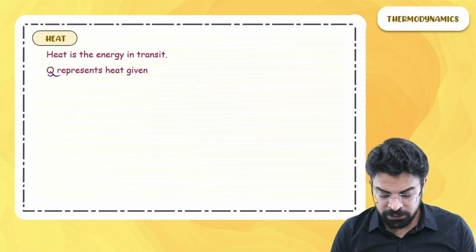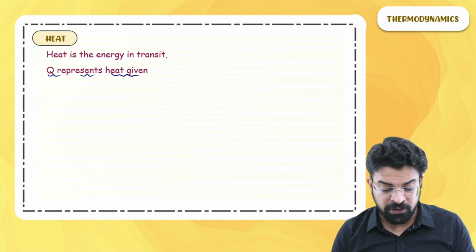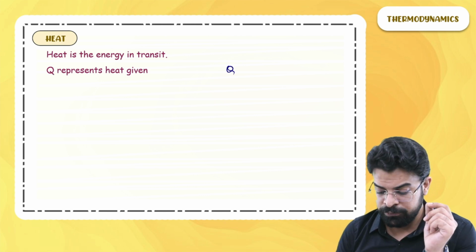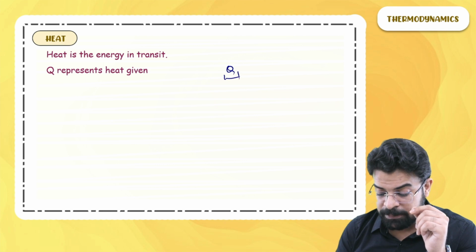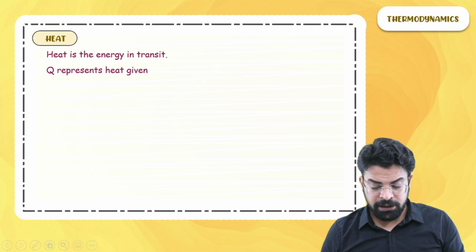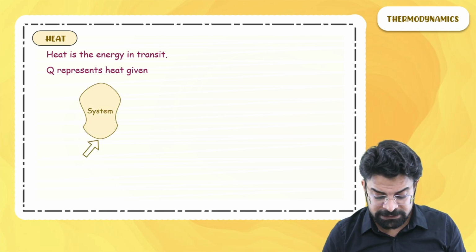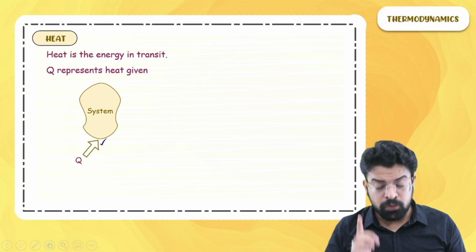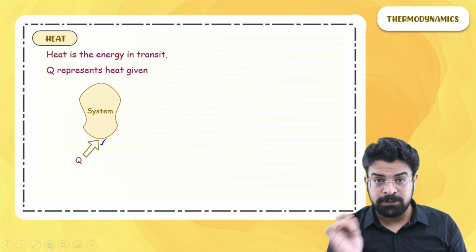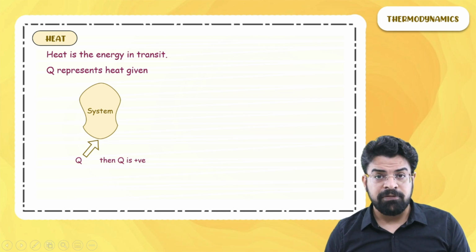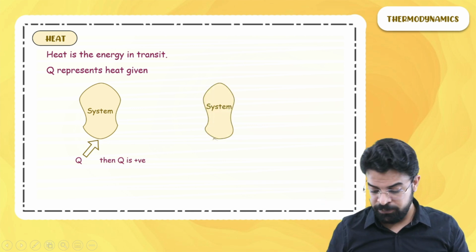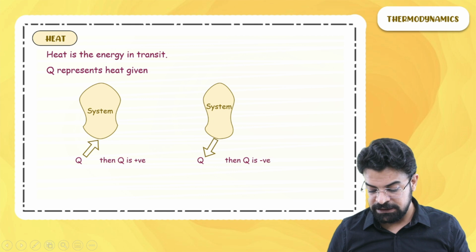Now, Q represents heat given. So every time I say Q, the symbol Q represents heat given. So if heat is given to the system, we say that Q is positive. And if heat is extracted from the system, then we say that Q is negative.